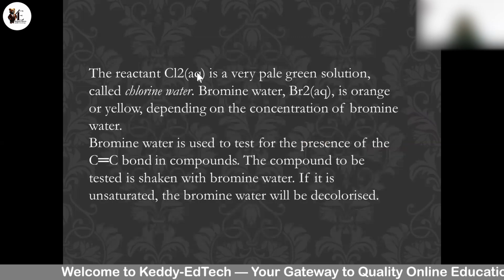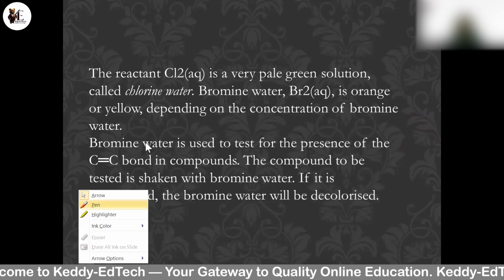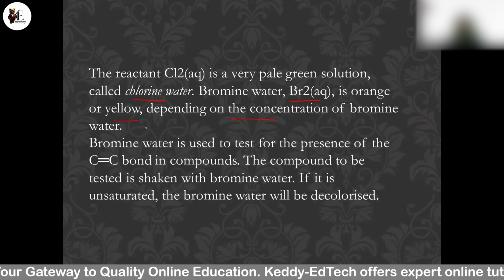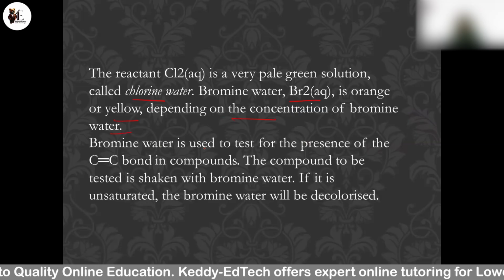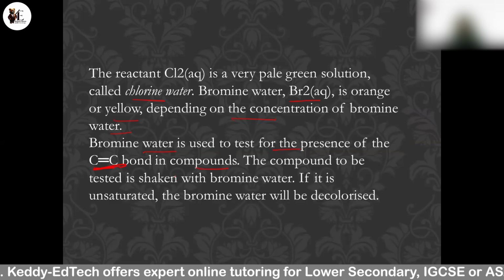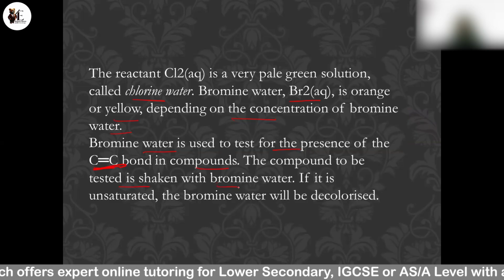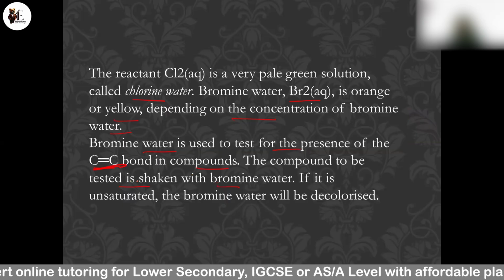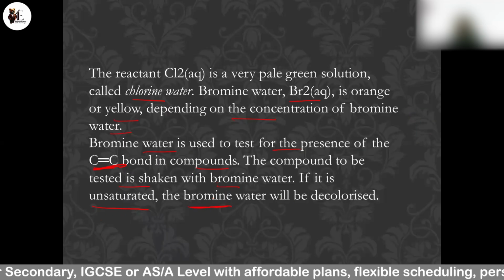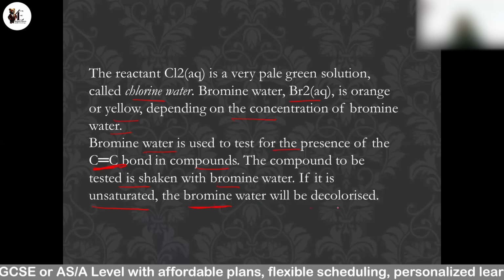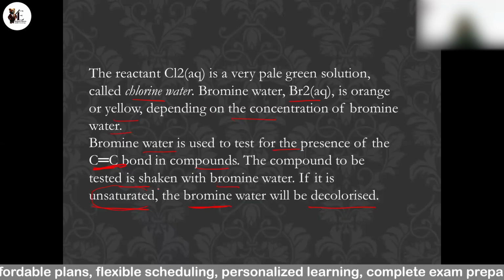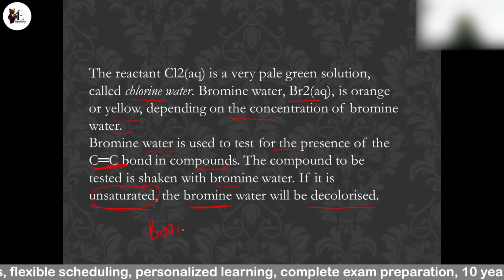The reactant chlorine is a very pale green solution which is called chlorine water. Bromine water is orange or yellow, depending on the concentration. Bromine water is used to test for the presence of a carbon-carbon double bond in compounds. The compound to be tested is shaken with bromine water, and if it is unsaturated, that means if it contains a double bond or a triple bond, then the color of bromine water, which is orange or yellow in the beginning, will be decolorized. So we can easily test for the presence of an unsaturated compound in our organic compound. This test is known as the bromine water test.